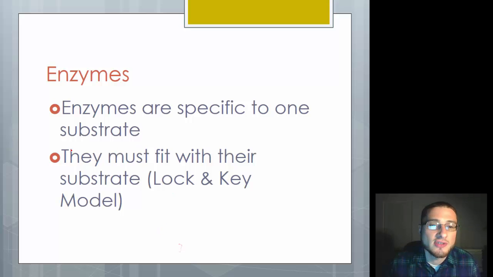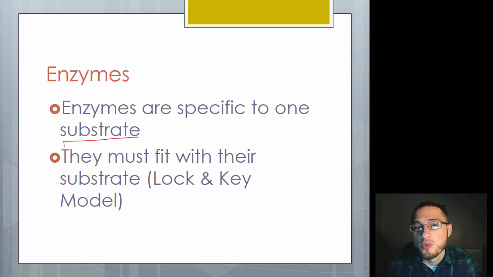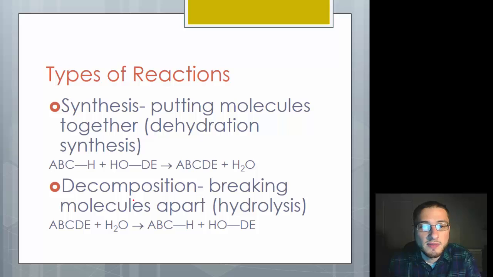Enzymes are specific to one substrate. Don't just think that there's one type of enzyme in your body and it takes care of all the things we're going to talk about this year that enzymes do. No, there's one enzyme for one substrate. Maltase only works for maltose. It doesn't work for lipase or protease or helicase. It only works for maltose. Maltase, maltose. They must fit with their substrate. We call this the lock and key model. They have to fit together. One enzyme is specific to the one substrate.